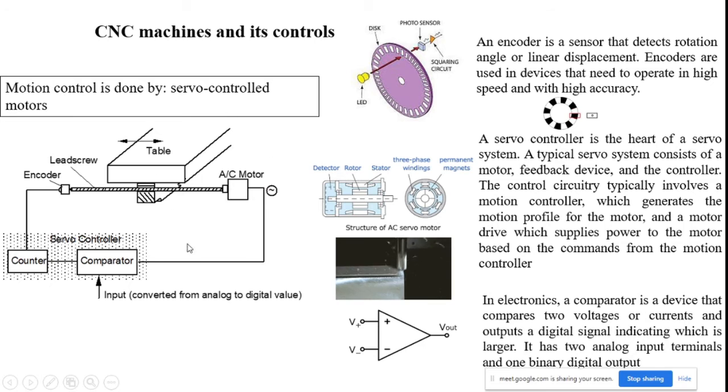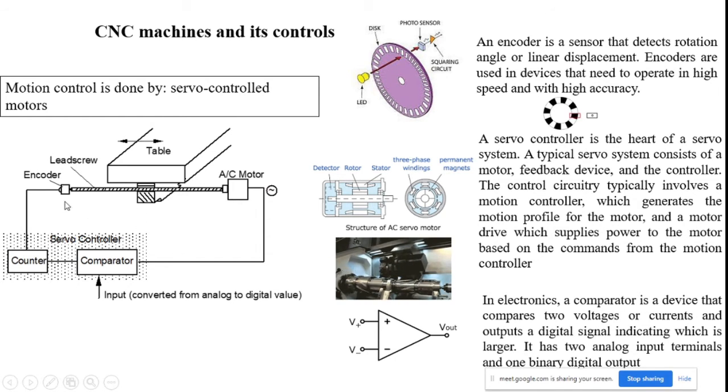In a CNC machine the general circuit is: input is given to the comparator, after that it moves to the servo controller. The encoder reads the servo controller motions. Based on that encoder information the lead screw rotates. Based on the given revolutionary motions the table makes linear motion on the respective lead screw. Likewise the CNC machine motion happens.